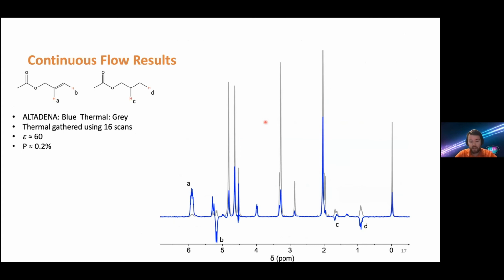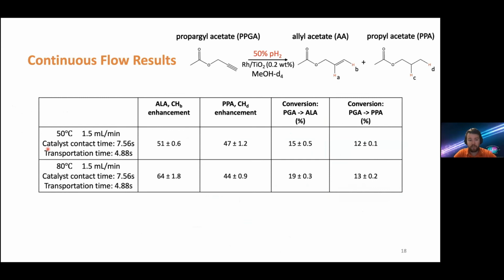We can extract one of these slices to compare to a thermal to get an idea of the enhancement. The Altadena here is shown in blue, the thermal signal shown in grey. And for HB, we get enhancements of around 60 and polarization levels of around 0.2%. And we've done a little bit of exploration in a couple of parameter spaces by, first of all, varying the temperature from 50 to 80 degrees. Not surprisingly, we get a higher conversion in both cases. We get a higher allyl acetate enhancement, but a bit less of a propyl acetate enhancement.